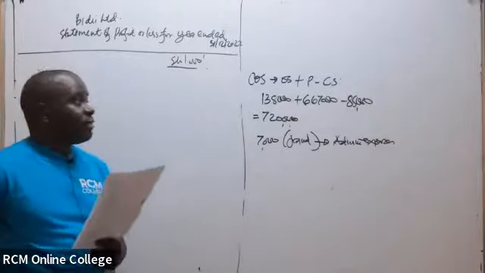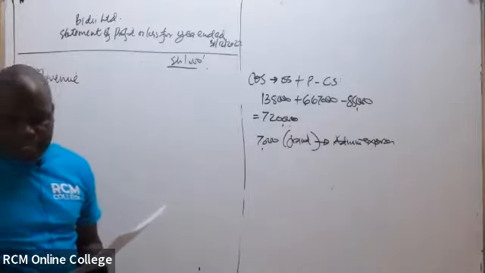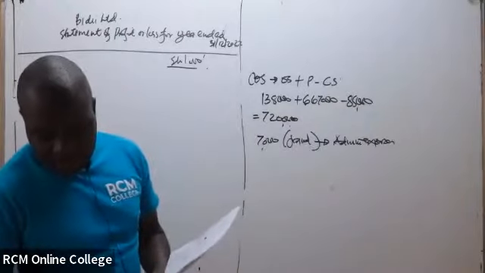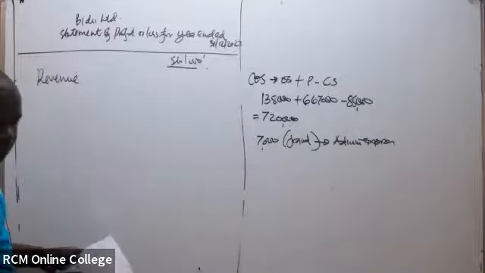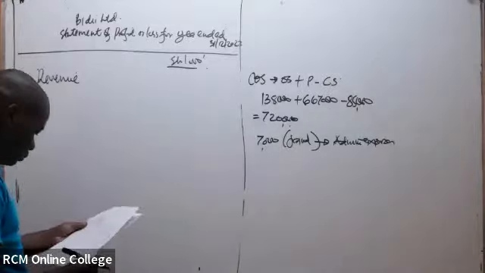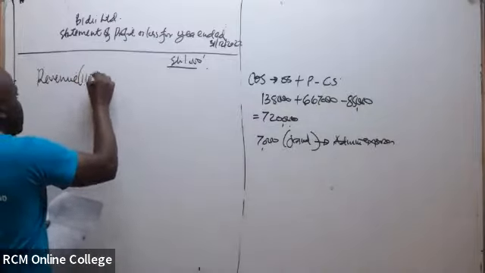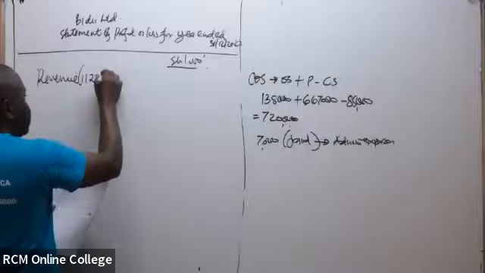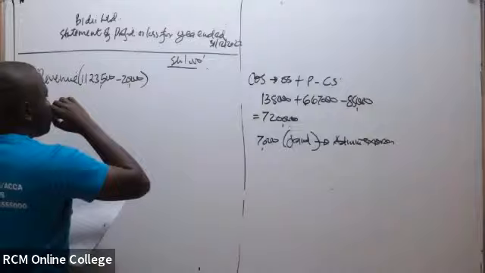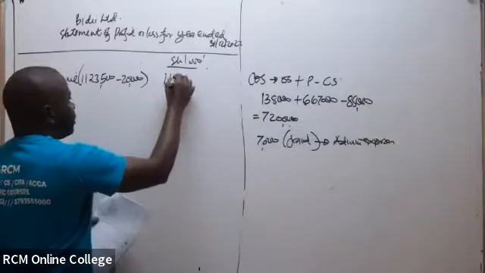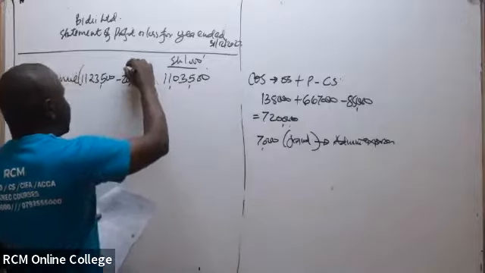So this is not actually part of the revenue or the sales. So we have to eliminate it. That means our sales will become how much? You've already given me the figures. We have 1,123,500. Then we minus 20 million. So you'll get 1,103,500.